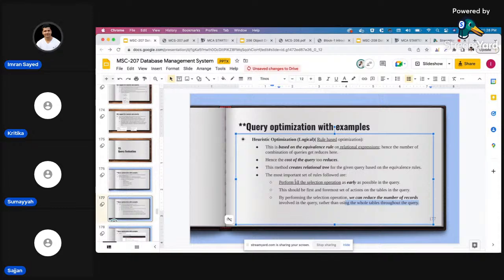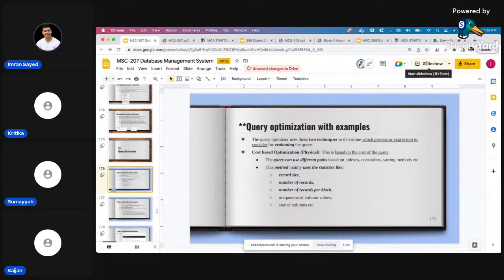So that's optimization. Performing all selection operation as early as possible in the query. Okay, this should be the first and foremost set of actions. Method creates a relational tree for the given query based on equivalence rules. Based on equivalence rule. Fine. Let's revise this.